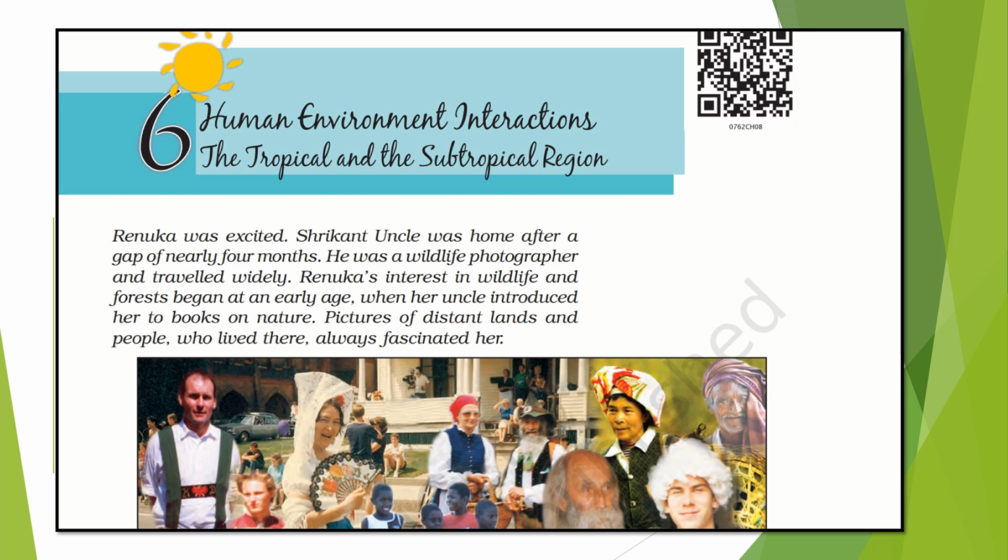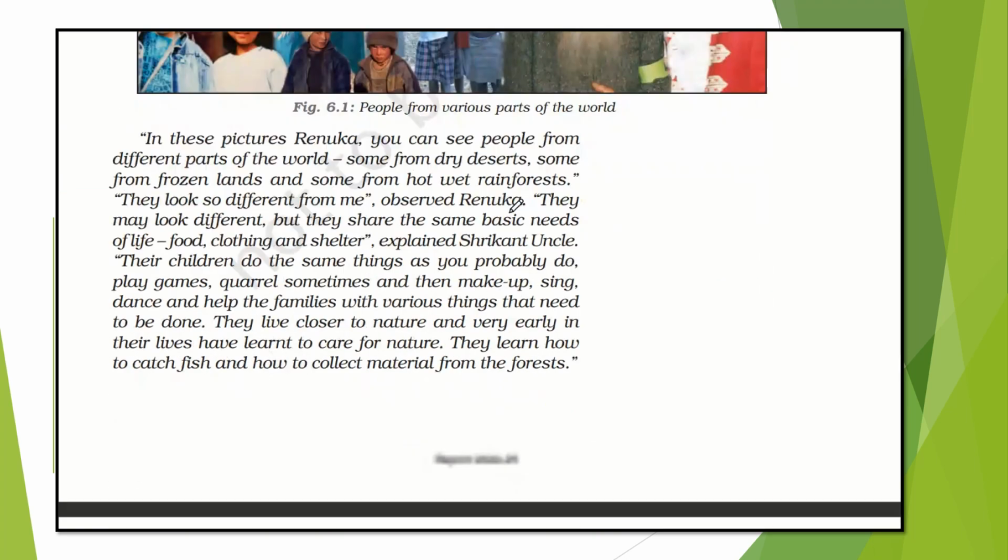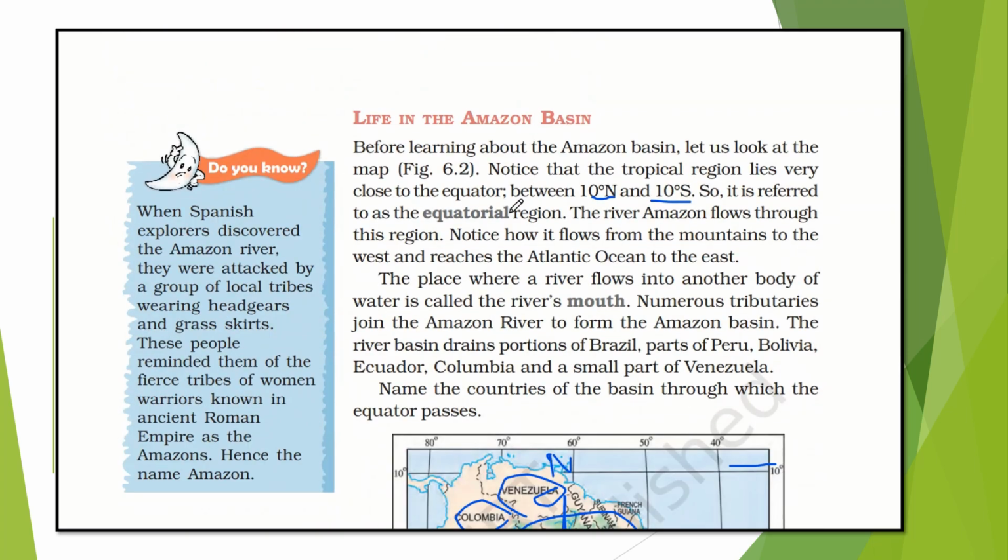So today we are going to start the chapter number 6, human environment interactions. Here we will understand about the tropical and the subtropical regions. So in this part we will first understand the tropical environment and its interactions with the people and the landscape. So let's begin. We will start with life in the Amazon basin.